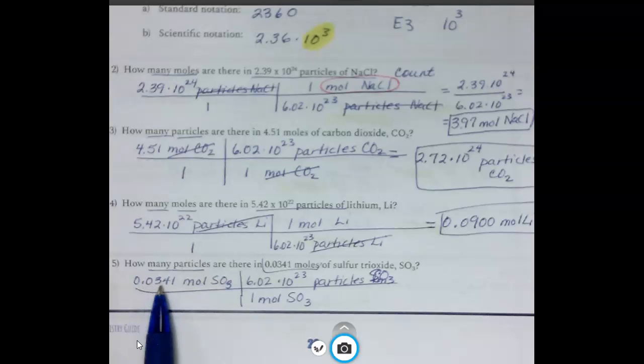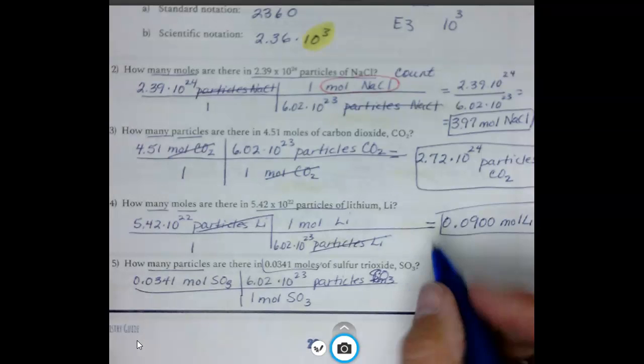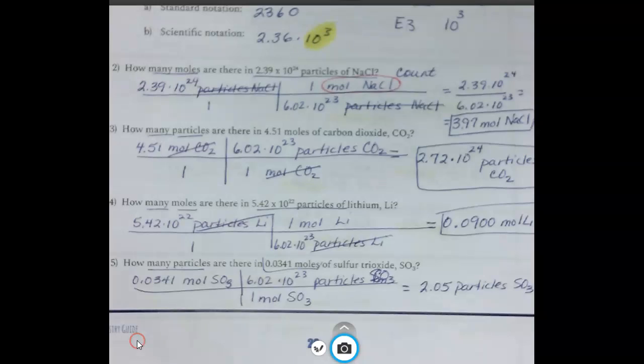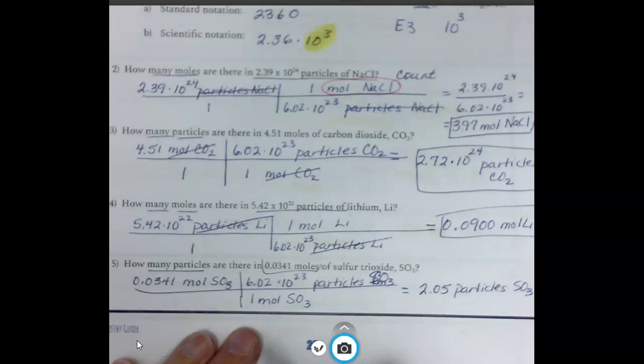So again, look here, I've got a very, very small number here. So I'm not going to have a full, it's going to be less than 23, right? Because I don't have a full mole here. So again, let's run some numbers. Try to get this done before kids enter. So 6.02.